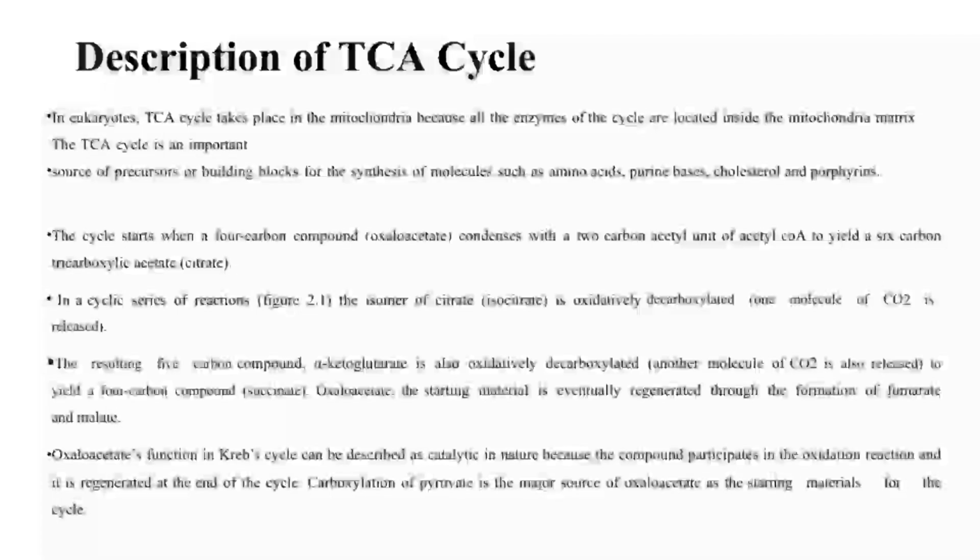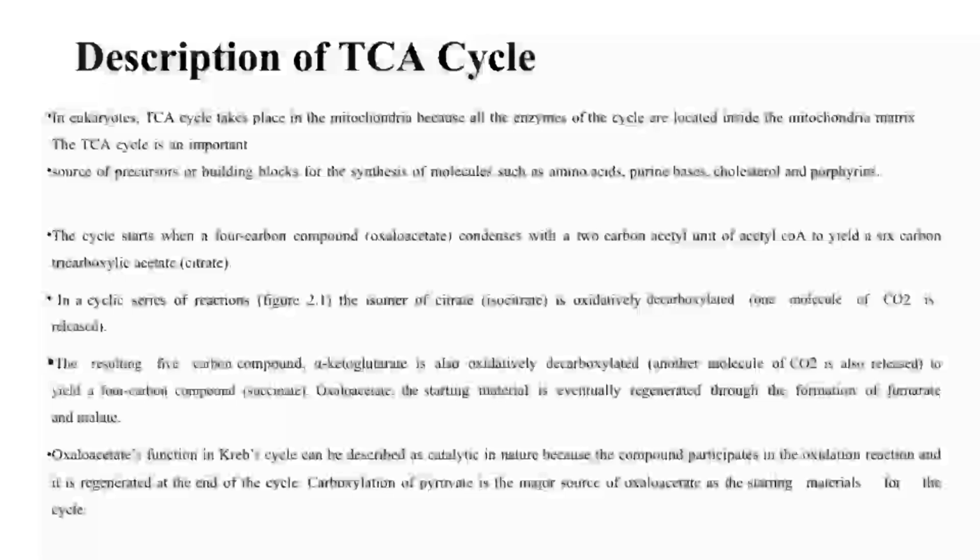Now, the cycle begins when a 4-carbon compound called oxaloacetate combines with a 2-carbon acetyl group from acetyl-CoA. This reaction produces a 6-carbon molecule known as citrate. From there, a series of reactions occur in a cyclic fashion. One key step involves converting citrate into its isomer, isocitrate, which then undergoes oxidative decarboxylation, meaning it loses a molecule of carbon dioxide.